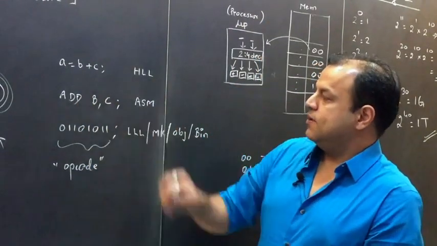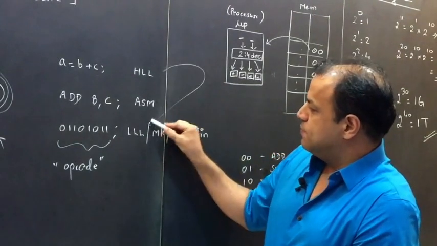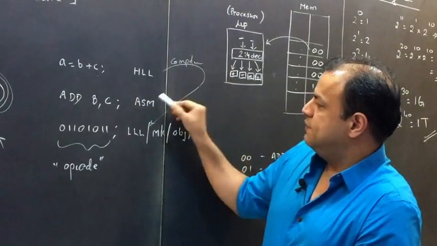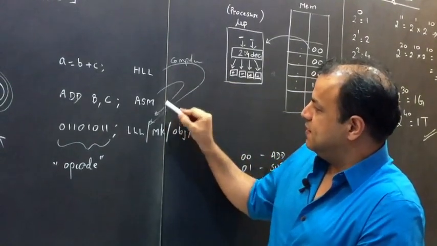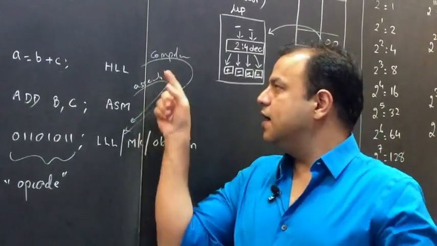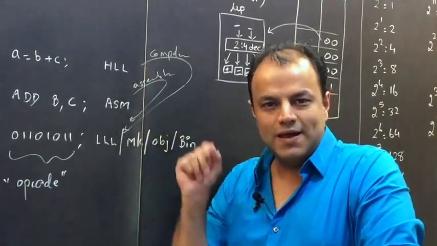When we type a program in higher level language, we give that program to a compiler. If we type assembly level language, we give that program to an assembler. I'm sure you know these words. A compiler will compile the program.